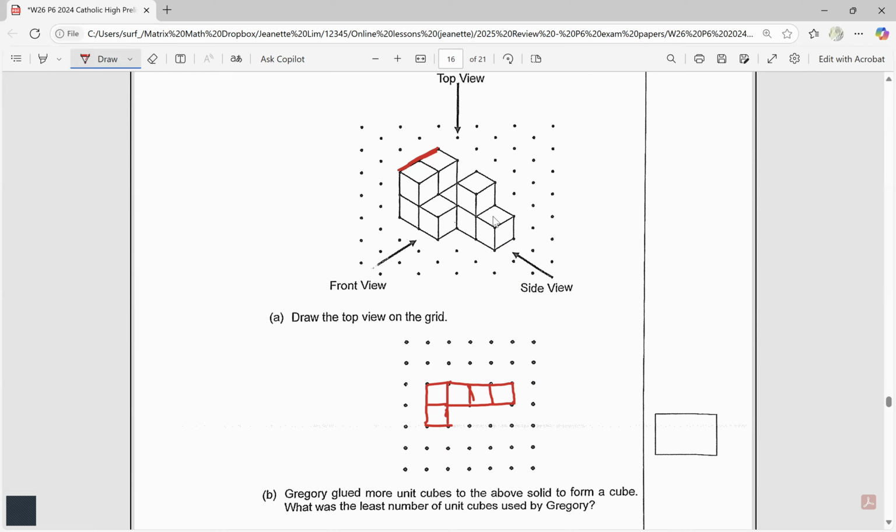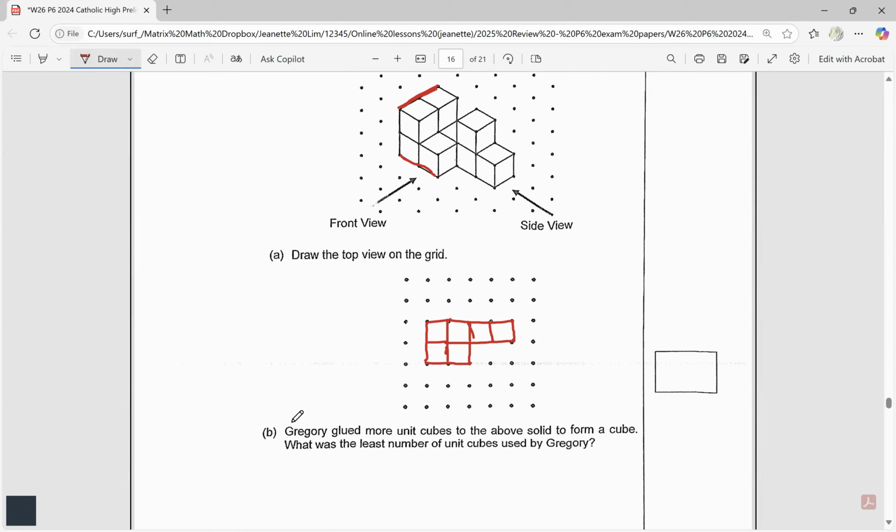Then below you have 2. So 2. Okay, this is what your diagram should look like. But B, Gregory glued more unit cubes to the above solid to form a cube. What was the least number of cubes used?